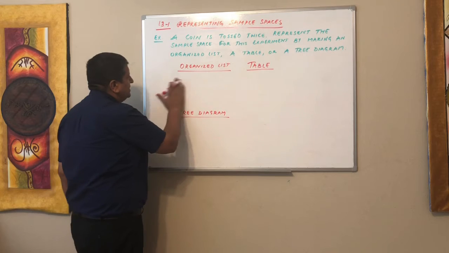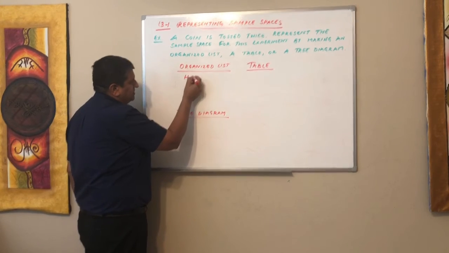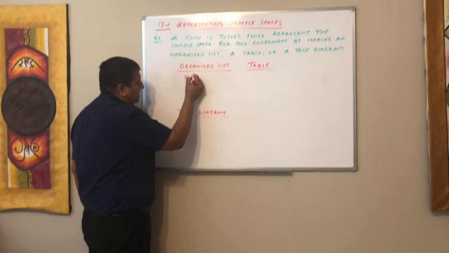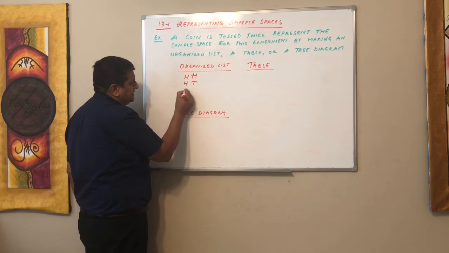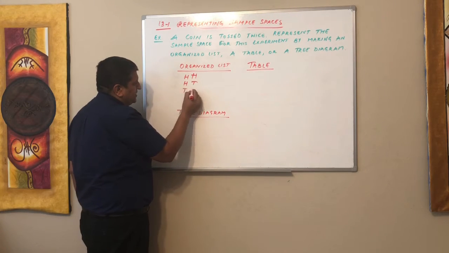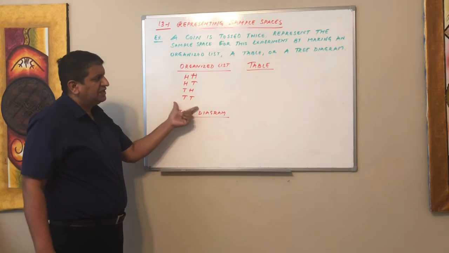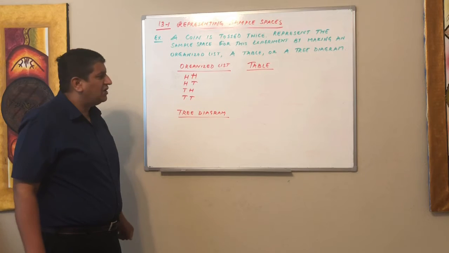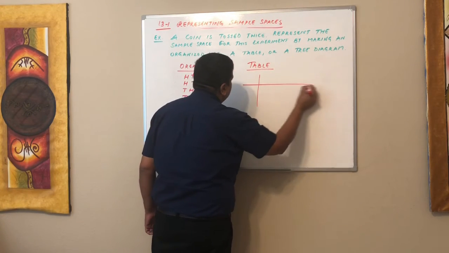To make an organized list, list all the possibilities. Let's start with heads and heads, then heads and tails, or tails and heads, or tails and tails. This is an organized list, and also the sample space, because sample space is a list of all possible outcomes. So in a table, you can represent the same thing.